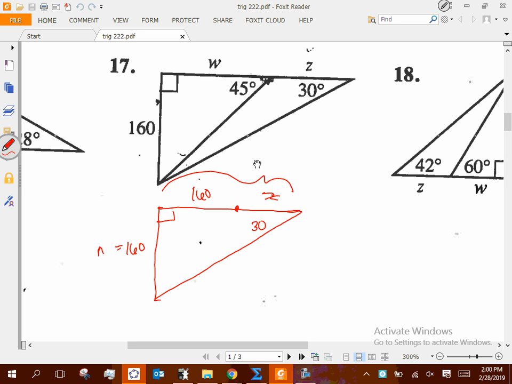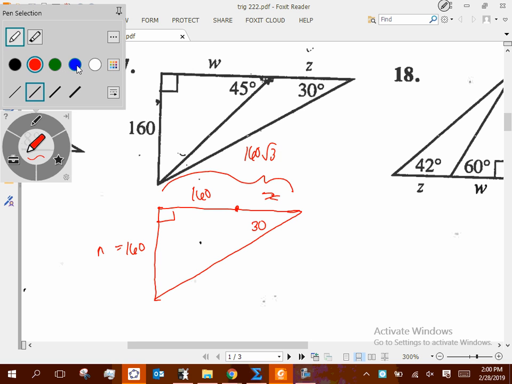Wait, what? What's always across from the 60 degrees? It's the n radical 3 side, right? But what's our n? 160. So do we see how that distance right there is 160 radical 3? Is that distance, though, what we're looking for, Z? Z's that right there, correct?